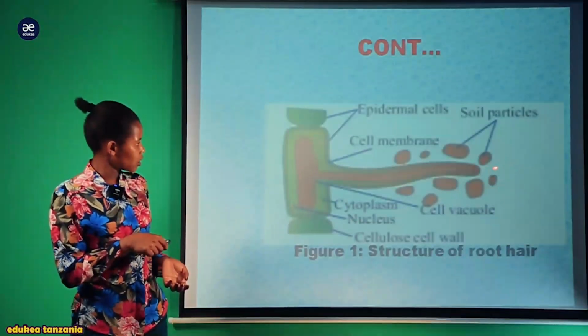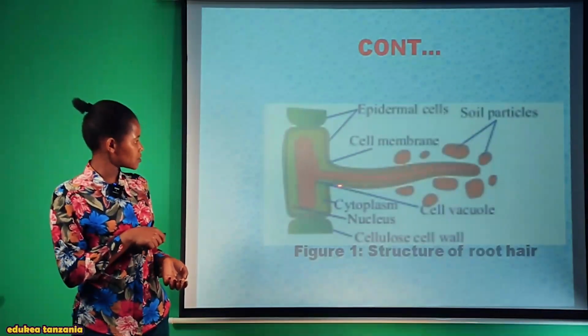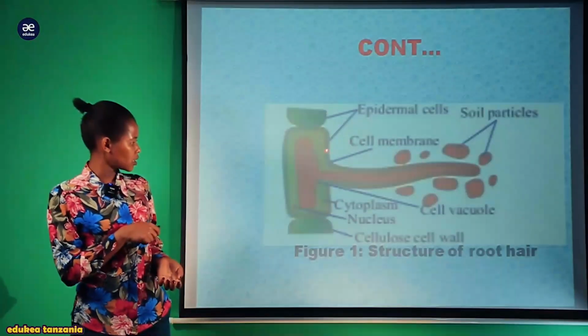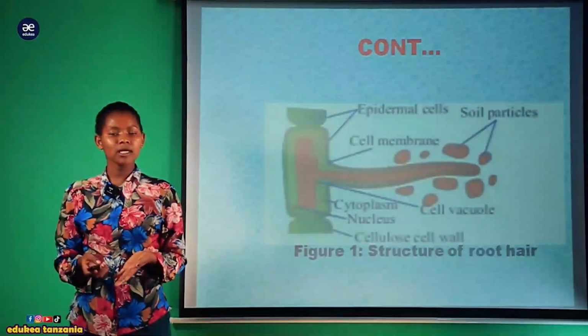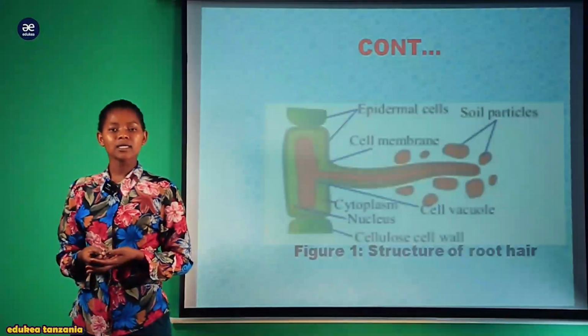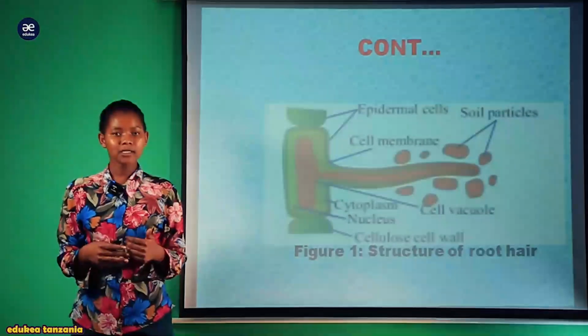So maji yanakuwa absorbed by these root hairs, yanapita through the systems of the root kwenda kwenye conducting tissues ambazo ni xylem kwa ajili ya kusambazwa katika sehemu mbalimbali za plant body.